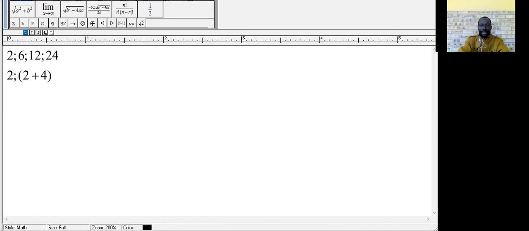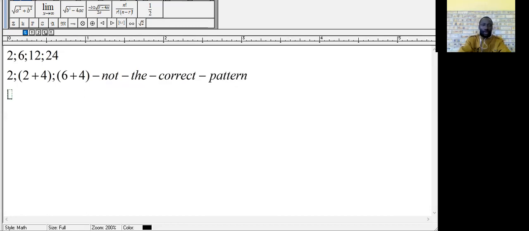Well, we can get 6, but the question here is, is it going to be easy for us to keep adding 4 to get the next numbers? You see, for example, from 6, when we add 4, are we going to be able to get 12? You see, this one cannot work. This one is not the correct pattern. So we say this is not the correct pattern.